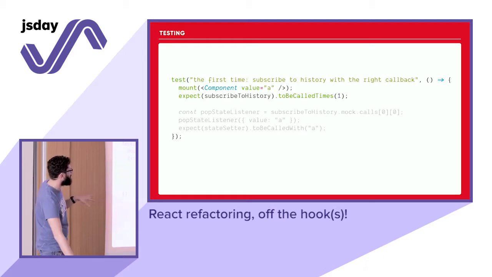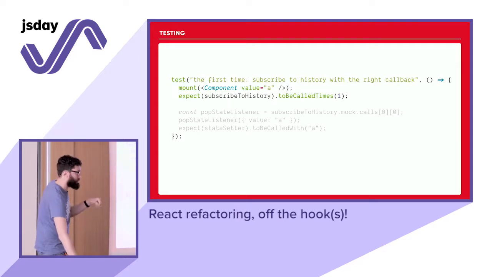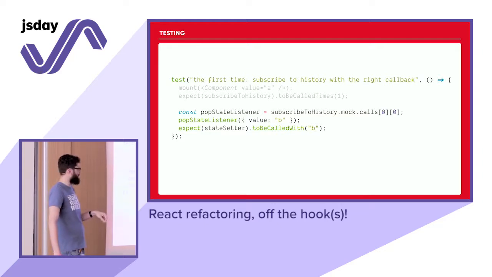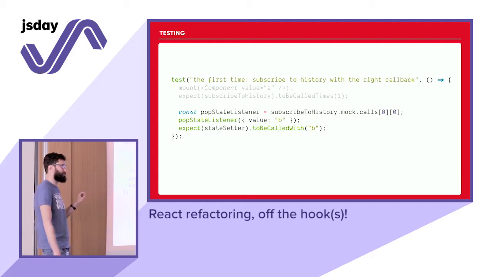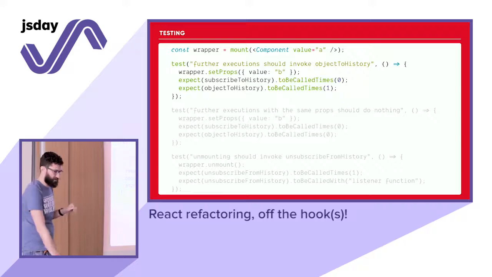I can mount my component. I can check that the subscribe to history has been called straight away, which is what I expect, so that it connects my subscribe to history to the pop state and executes it immediately to get the state from the URL. And then I can check the callback that was returned to me from the pop state and execute it with a different value and check that the state setter is called with that value. Okay, this might be a little more complex, but does it make sense? Still with me? I'm testing that all the calls that I expect to be called with something happen, basically.